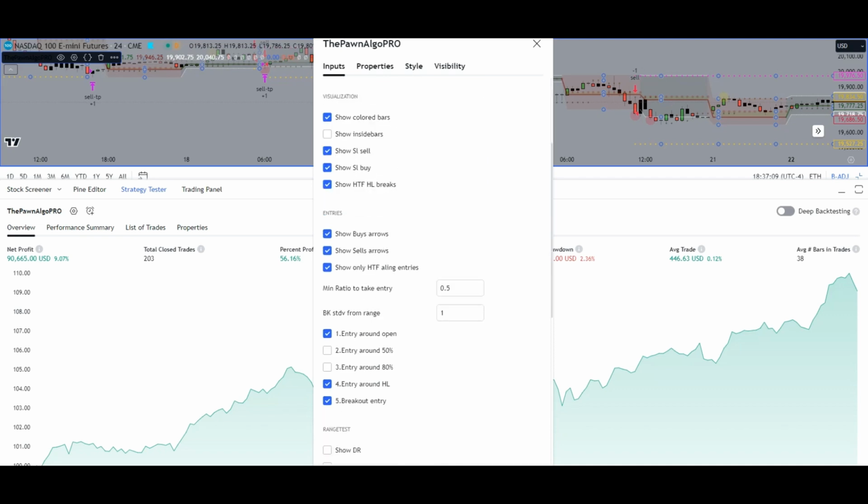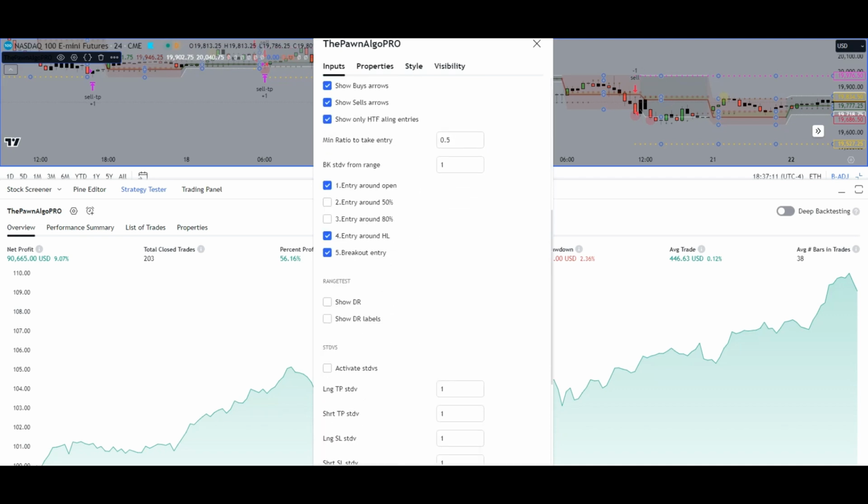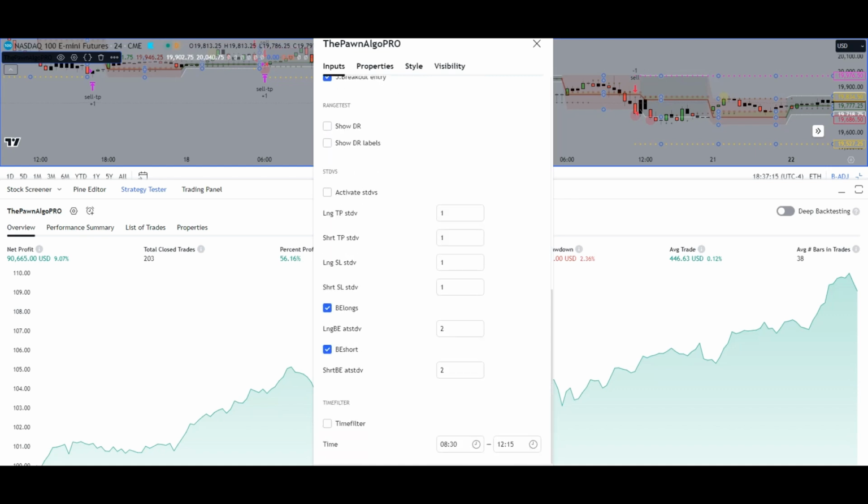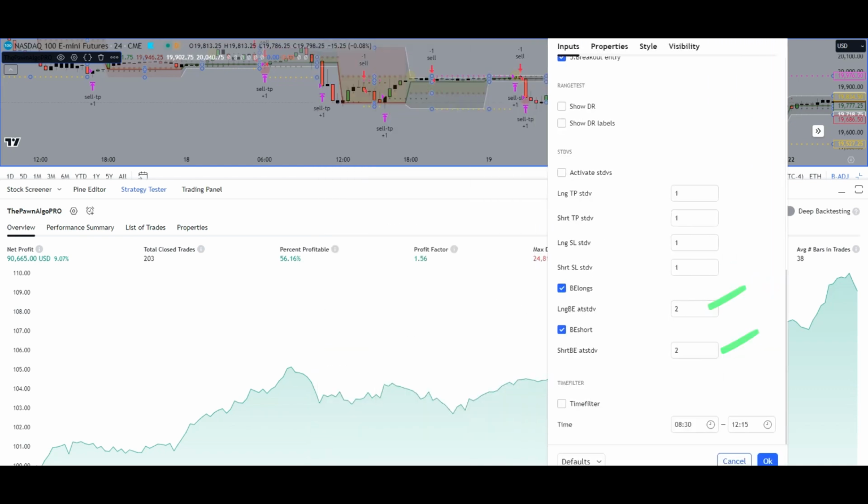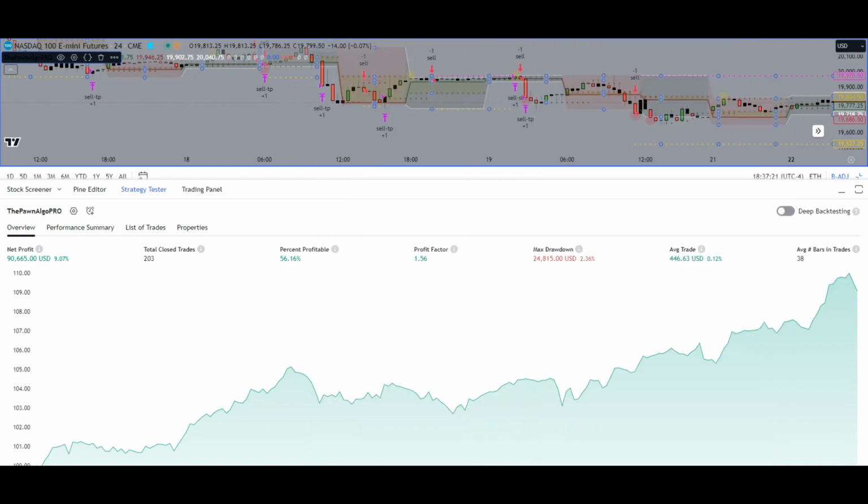The settings used to get these results are the following. Type 1, 4 and 5. After testing all combinations, these are the best. I also used the break-even option after the trade made 2-to-1.